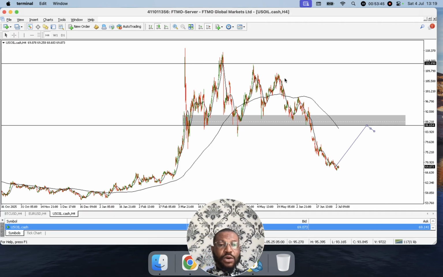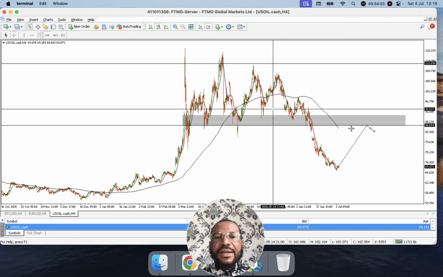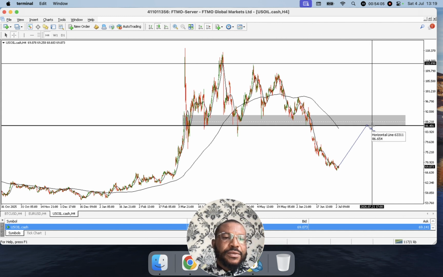the bears are strong. The US oil is trending to the downside, but we cannot sell from this point. The US oil being bearish does not mean you start selling. We must wait for price to rise to this support, this resistance area at $85 per barrel. From there, if the sellers come back, we'll join them at 85.